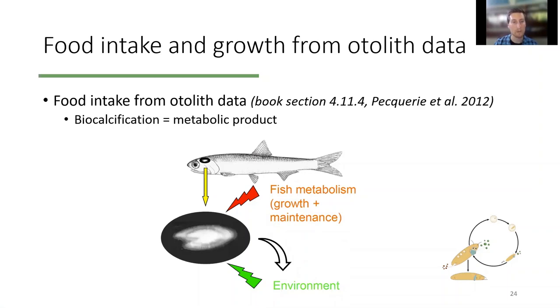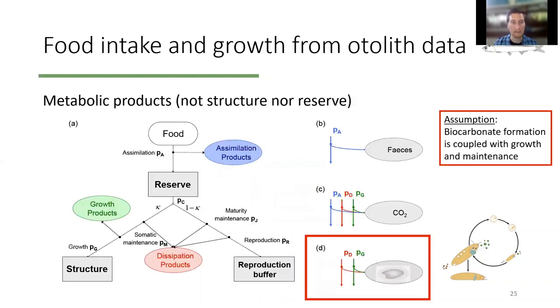And to start with, just a quick word about these particular structures. Otoliths are biocalcified structures that are present in the head of fish. And their role is to help the fish orient themselves in their environment. In DEB terms, they are considered as a product from the metabolism. And the definition of product in DEB theory is that they are not considered structure because they don't require maintenance, but they're also not reserve because they're not readily available for growth or reproduction.